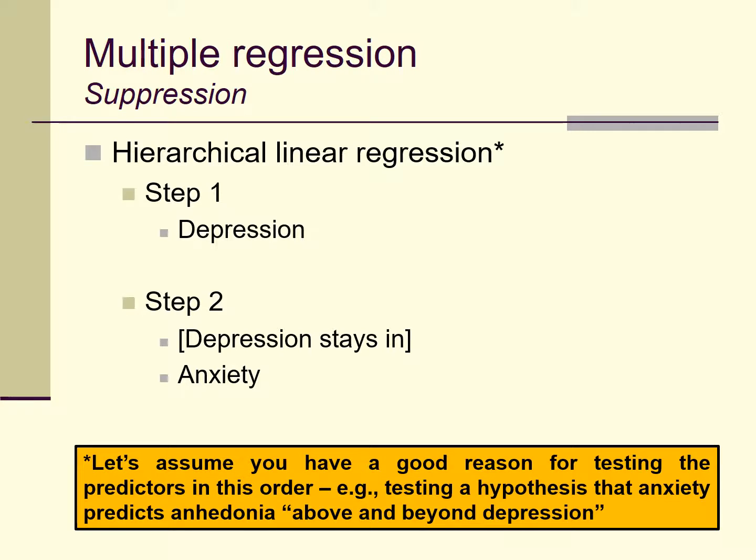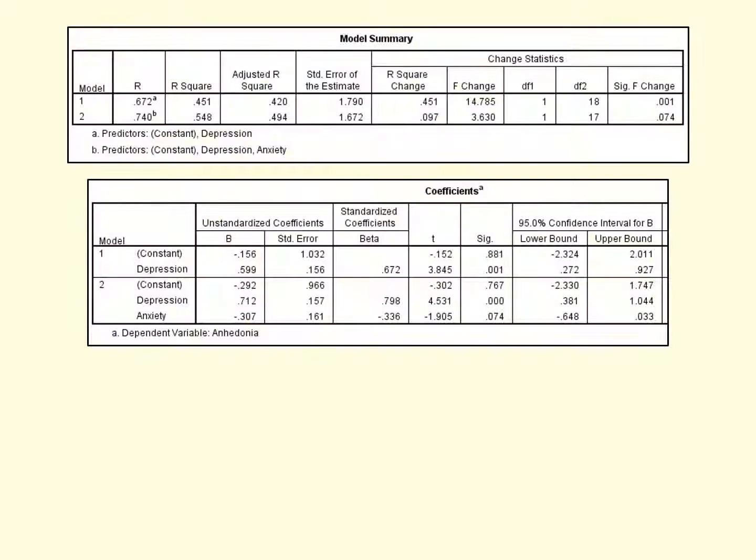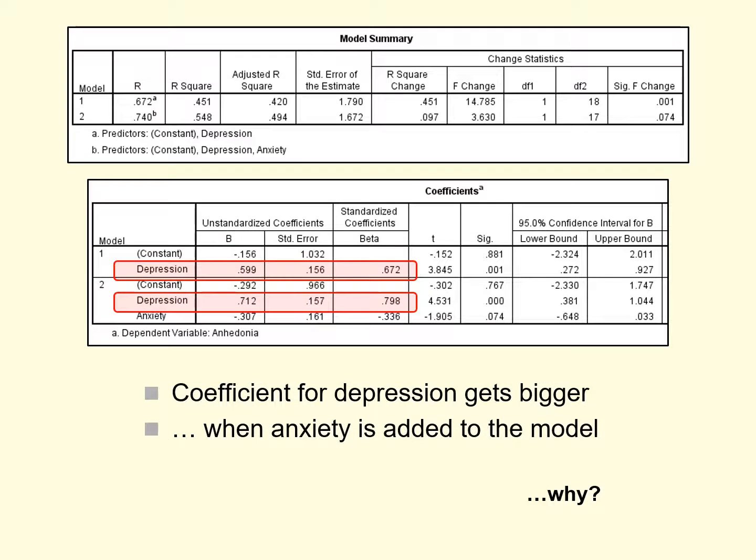And if we were to run an analysis like this in SPSS, we'd get some output that looked a little bit like the following. We have model summaries for our two models, the first containing just depression, the second containing depression and anxiety. And if you focus here on the coefficients for depression, you can see that the coefficient for depression gets bigger in the second model, the second augmented model that is, when anxiety is added in. So this is an example of a suppression effect. You might be wondering, why does this happen? What is it about adding anxiety to the model which makes depression seem to be a stronger predictor of anhedonia?